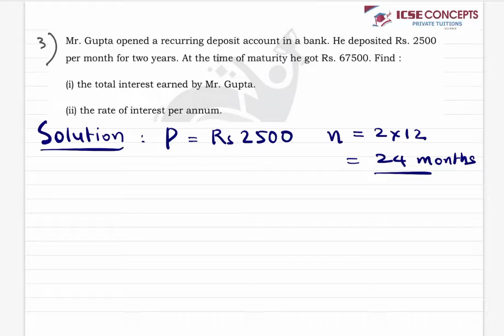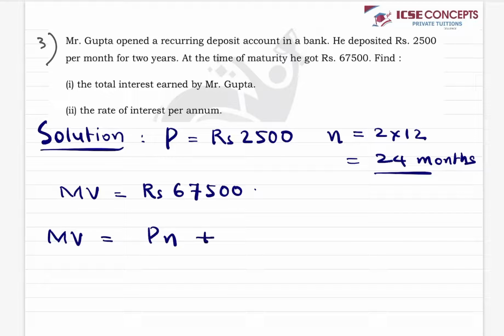And at the time of maturity, he got 67,500 rupees. So the maturity value is equal to rupees 67,500, right? Find the total interest earned by Mr. Gupta and the rate of interest per annum. So your maturity value is equal to P into N, the sum invested, plus the interest value. So this will give the interest first.